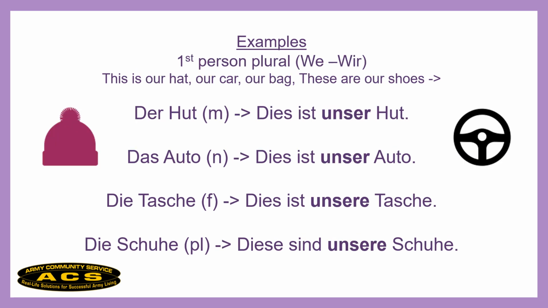One more example with the first person plural, we in English, wir in German. Again, in English you only use one possessive pronoun, our. In German, you have two forms again, unser for masculine and neutral nouns and unsere for feminine and plural nouns.